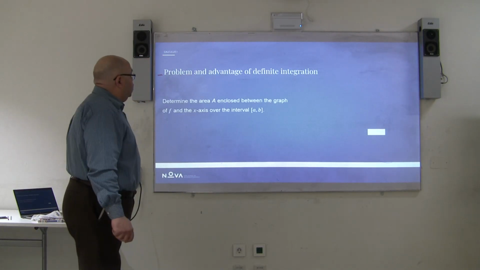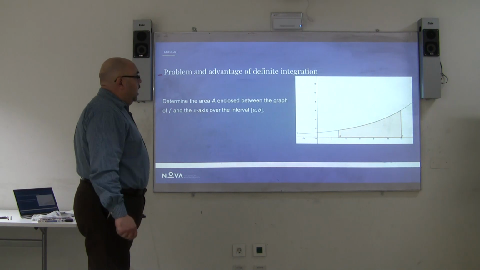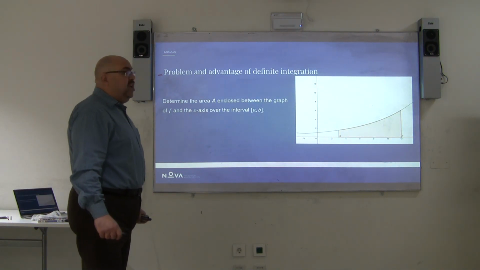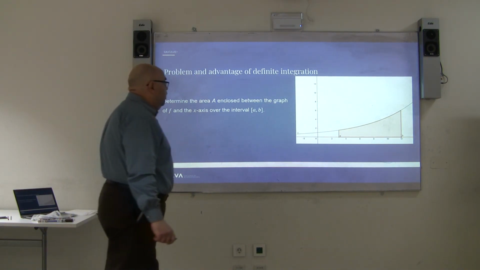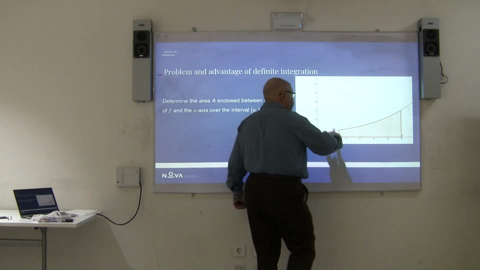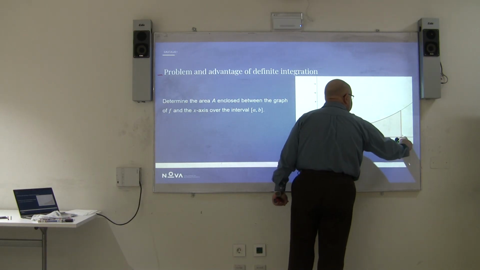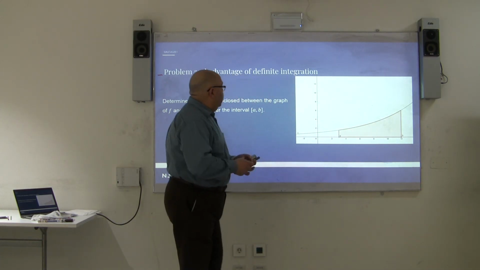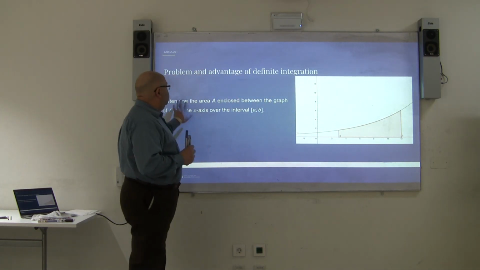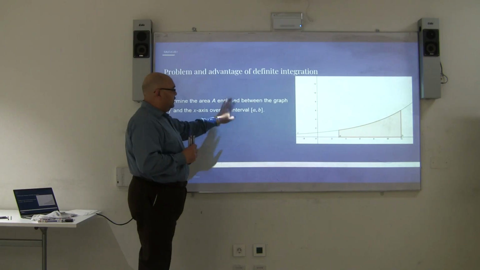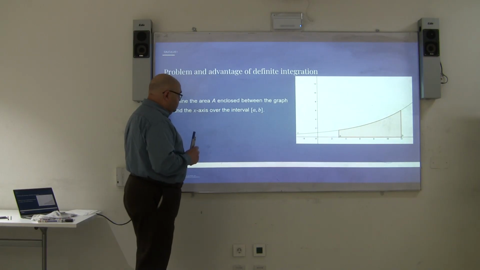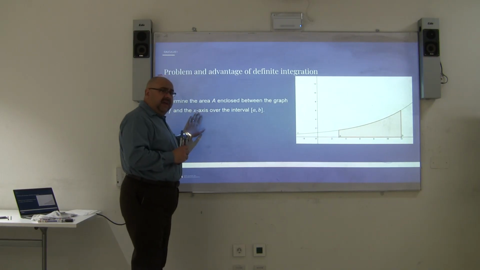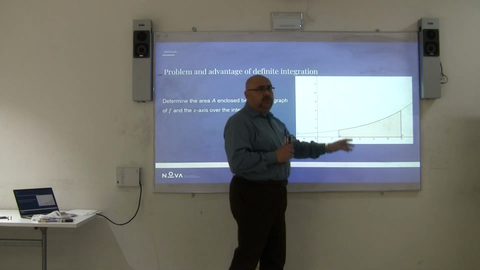So, if we need to start, the idea is very, very simple. I need to evaluate the area between this curve and this axis. I need to evaluate this area accurately. So, if I want to do this, I need to determine the area enclosed between the graph of f and the x-axis starting from a to b.